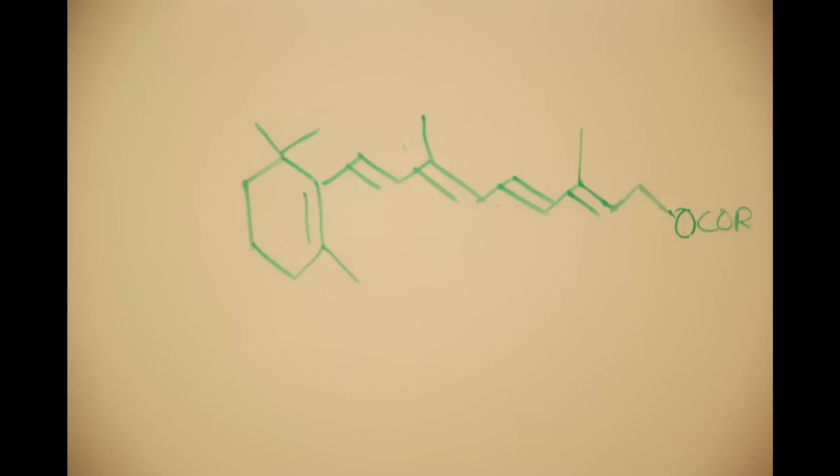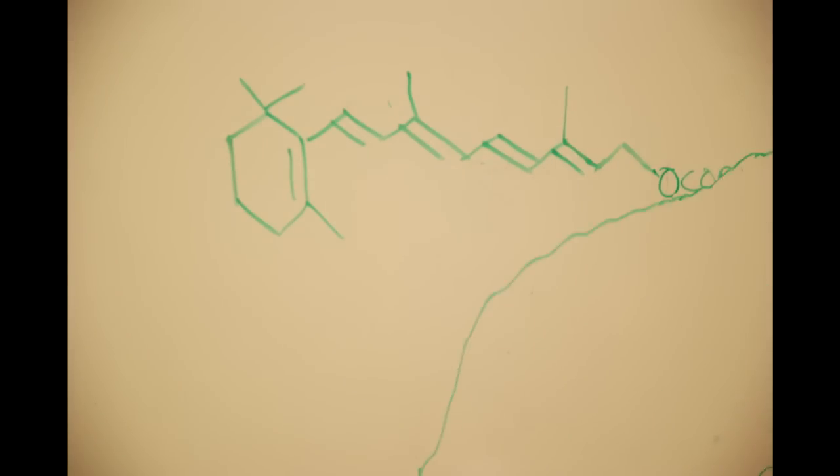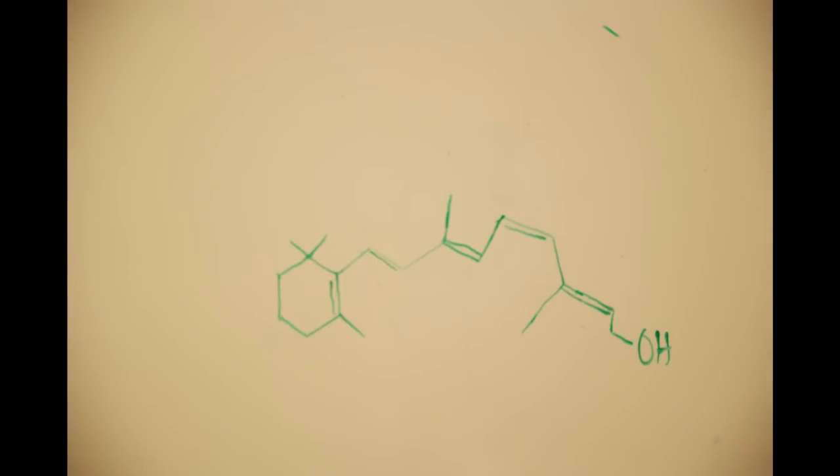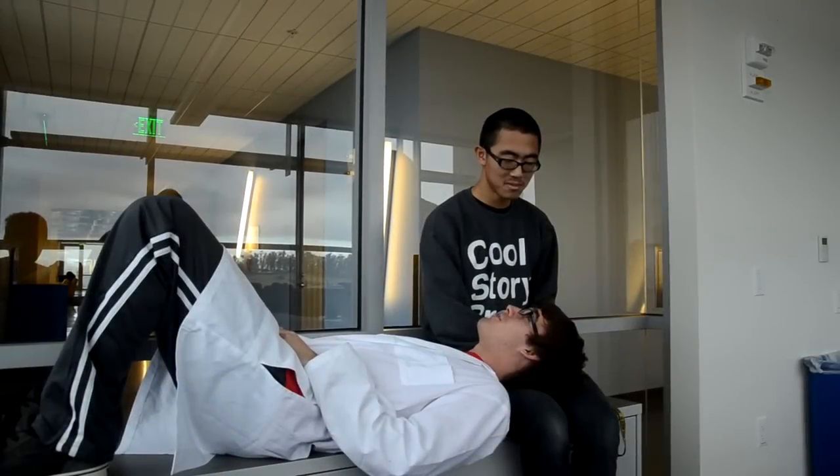From here, the molecule, with the help of an enzyme called isomerohydrolase, isomerizes and hydrolyzes into 11-cis retinol. Finally, the 11-cis retinol molecule is oxidized into 11-cis retinal and is then transported back into the photoreceptor cell, where it attaches back onto the opsin protein. And that about wraps it up.